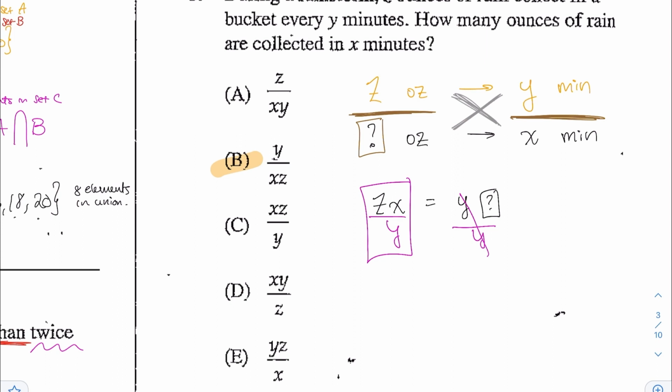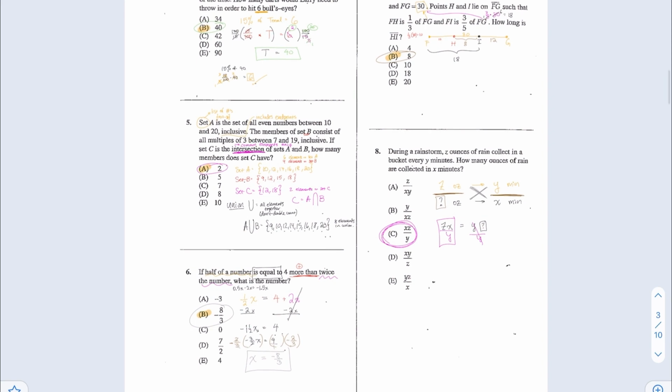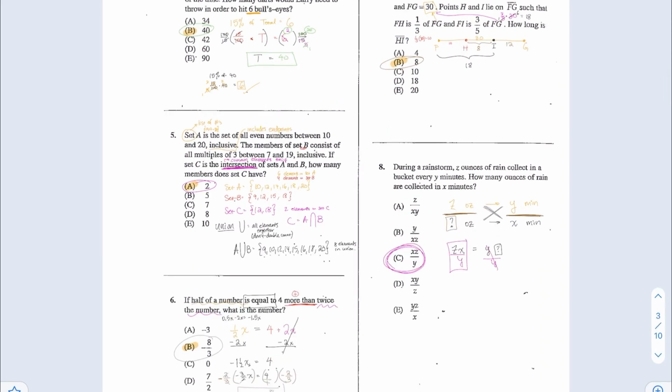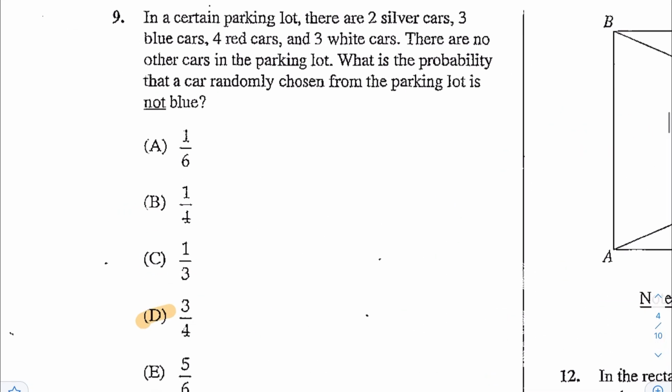All right, so here the answer would be choice C. Not choice B, choice C. XZ, which is the same as ZX, but we just want y in the denominator. All right, and here's the summary for this page. All right, next for question number 9.